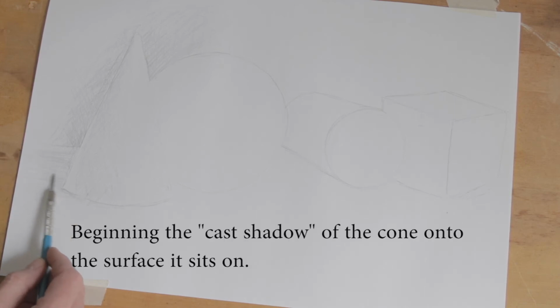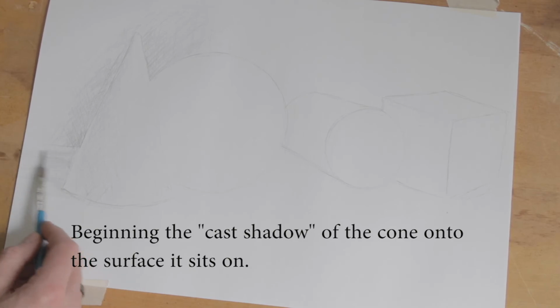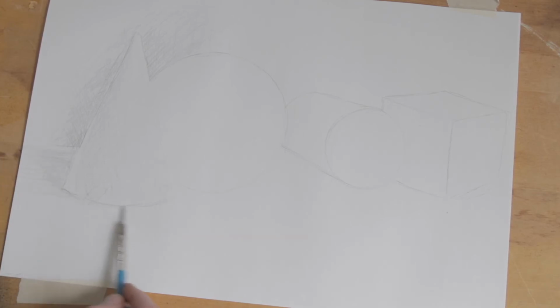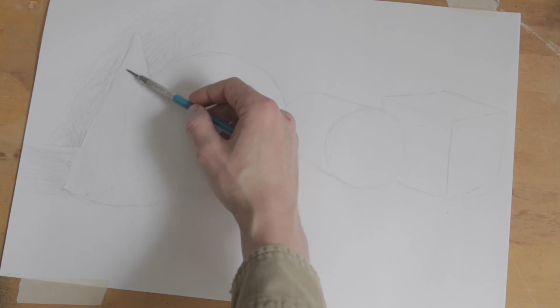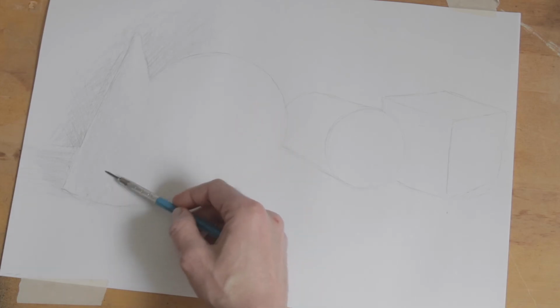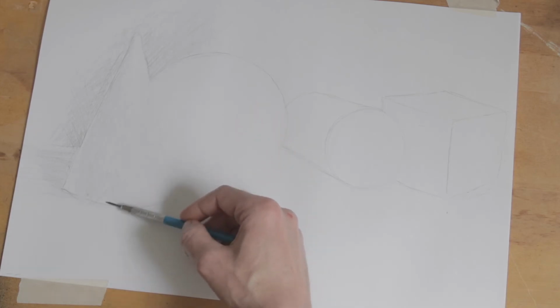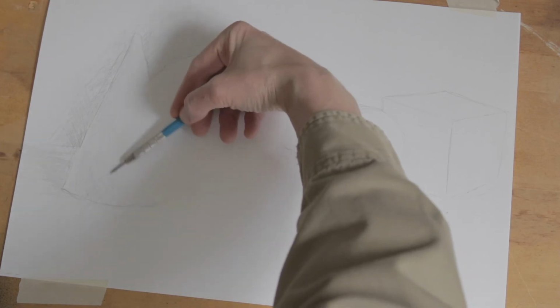And I'm beginning to cast shadow onto the surface. The light hitting the cone creates a shadow on the opposite side. So I'm starting to darken that in there a little bit, just positioning it there. More cross-hatching and adding some shadow on the shadow side of the cone.